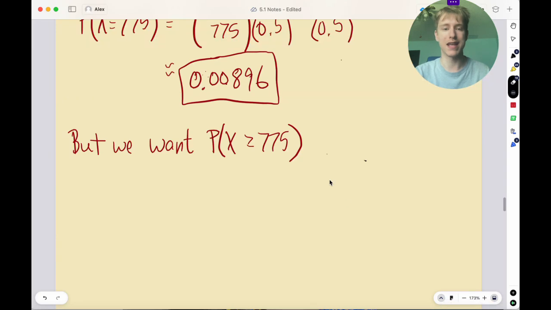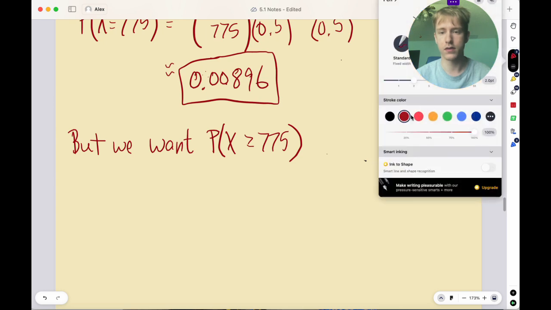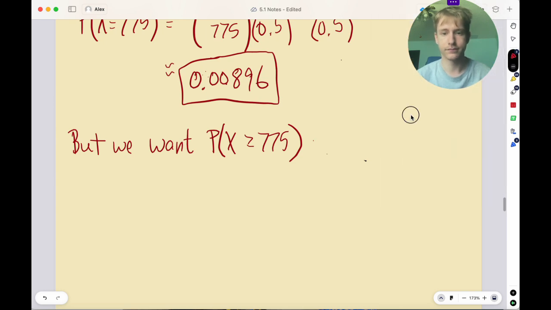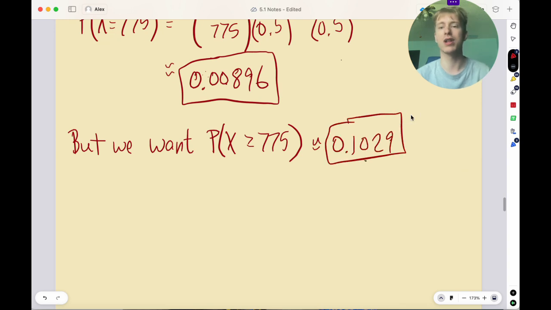So we can go ahead and note that 0.1029, okay, which is our answer. Okay, which is a lot more likely. So with odds about 10% that he makes it home.